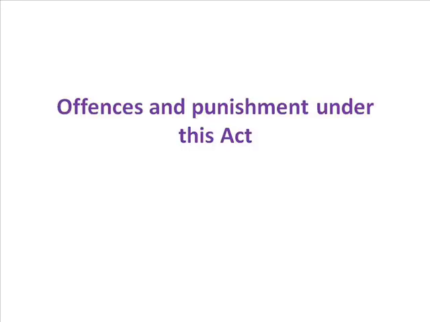Now comes the offences and punishment under this act. We will now be looking into the various offences and punishments as prescribed under the Prohibition of Child Marriage Act of 2006. The first offence under this act is punishment for a male adult marrying a child. So, the first offence that we will be dealing with is marriage of a male adult with a child.